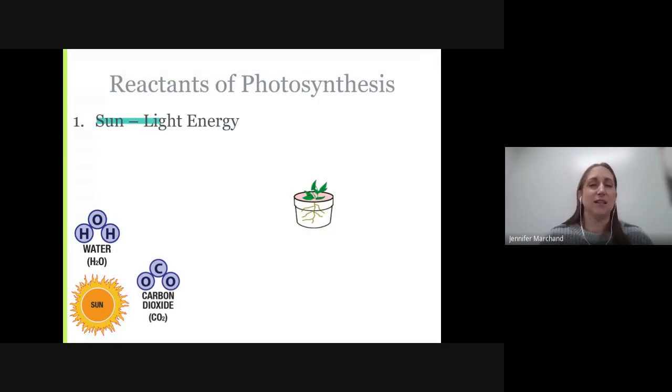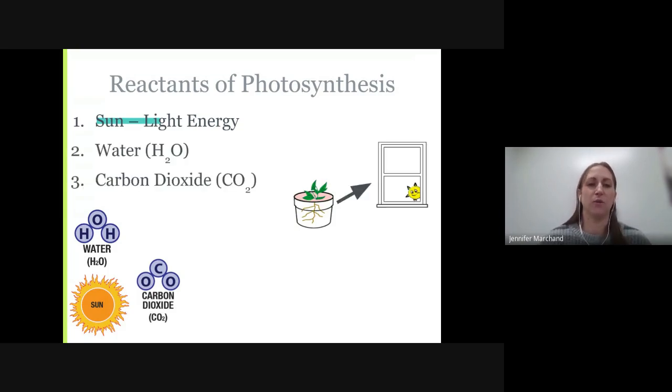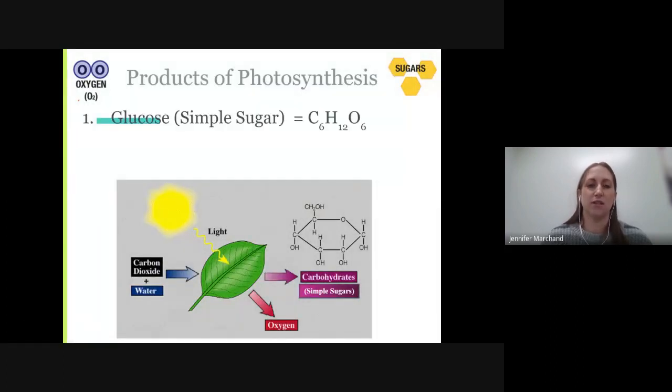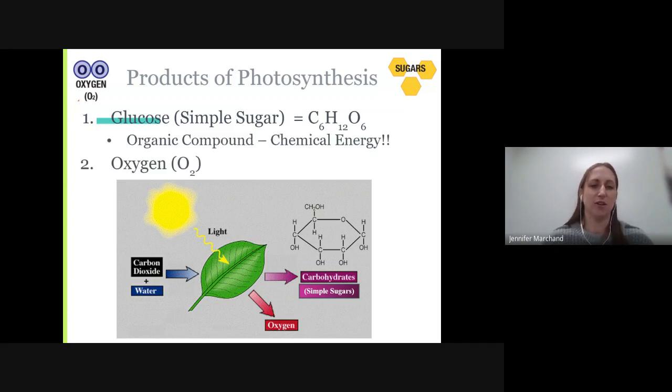So the reactants, and we've learned about reactants and products before, the reactants of photosynthesis are going to be the sun or light energy, the water, the H2O, and then carbon dioxide. Okay, the products of photosynthesis are going to be glucose. It's going to be the C6H12O6. That's the simple sugar of glucose that plants need to grow. And that's an organic compound, i.e. how we have chemical energy. And then it's also going to release oxygen. Oxygen is going to be another product of photosynthesis that is going to get released back into the world that we need to breathe.